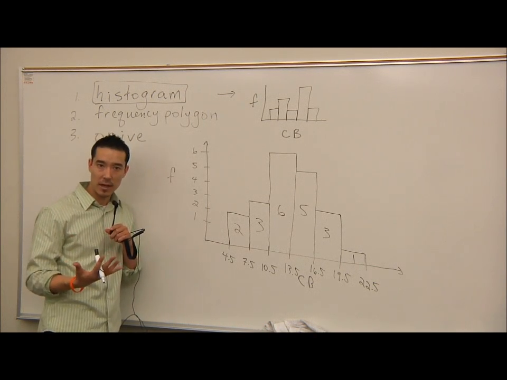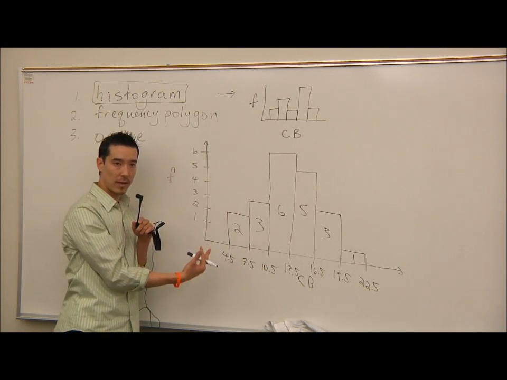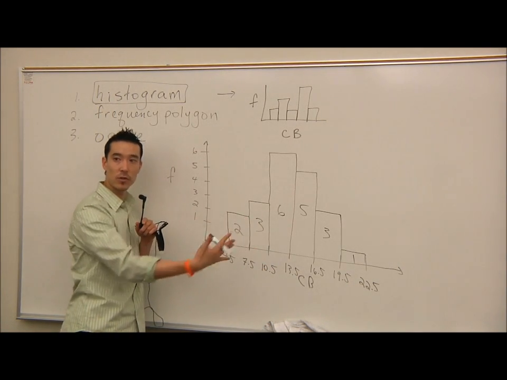Are there any questions on that? What do you have to memorize? What's on the horizontal axis? Class boundaries. What's on the vertical axis? Frequencies. What does the graph look like? It's a vertical bar graph.